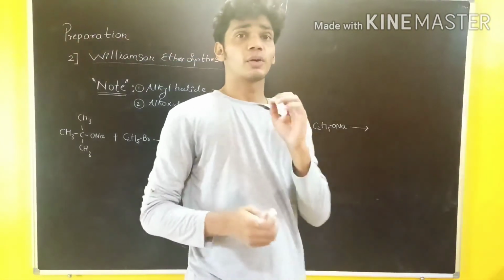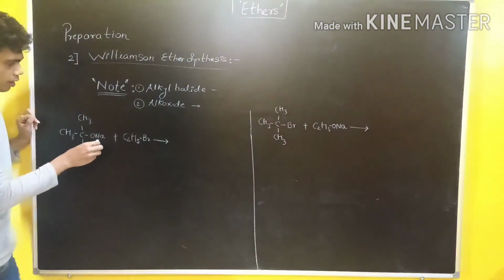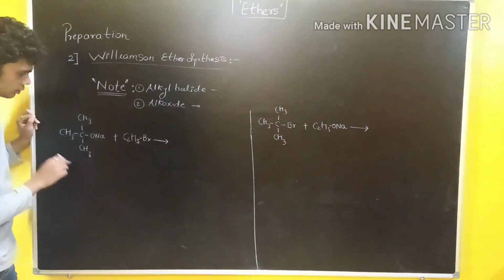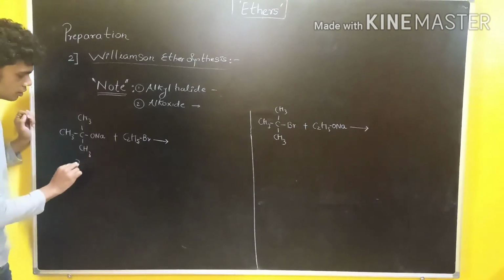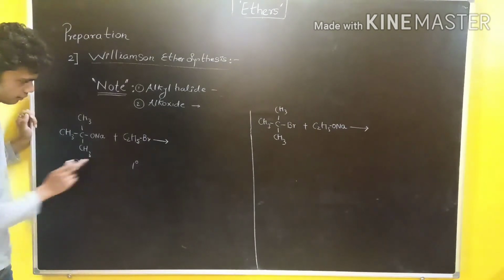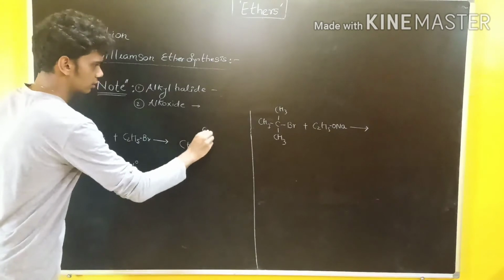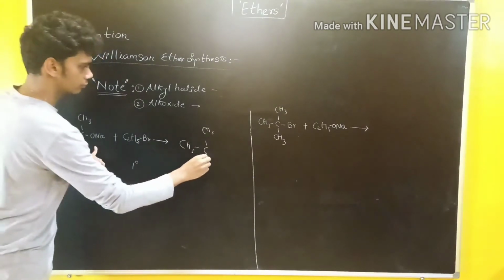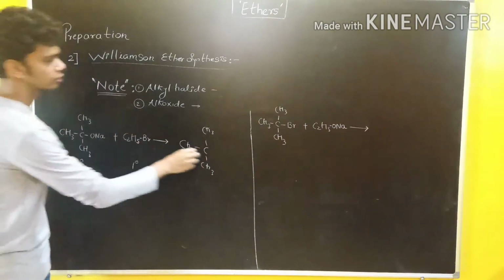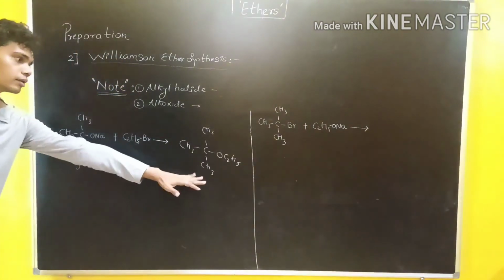In Williamson synthesis, we have to consider one note. Let's study it by example first. See, this is your alkoxide, this is your alkyl halide. In this case, if this is a tertiary alkoxide and this is a primary alkyl halide, when they combine, the product will be, you must know, CH3 groups here, and this ONa acts like a nucleophile which attacks this, so the O C2H5 product is there. So your ether must be like this.